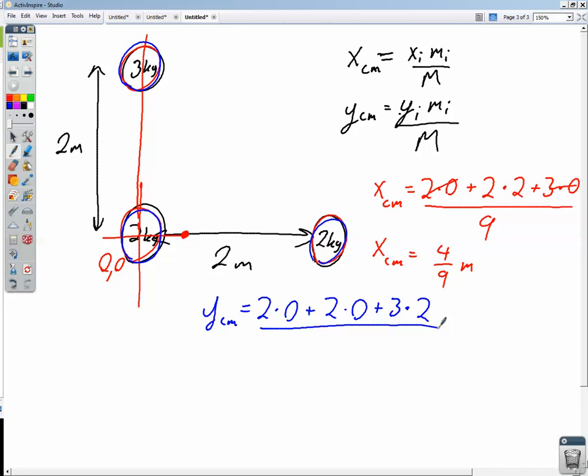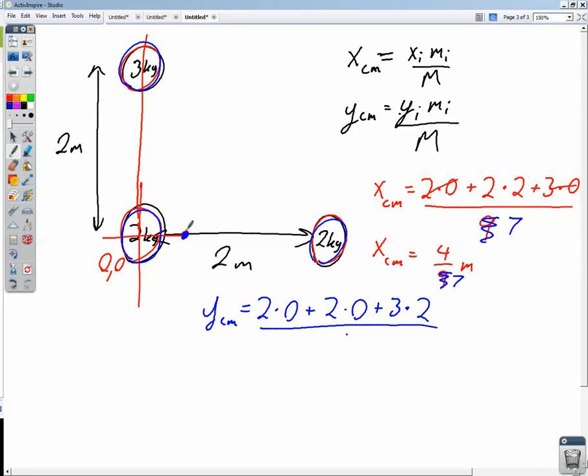Dividing that by the total mass of the system, which is, wait a minute, 2 plus 2 is 4. 4 plus 3 is 7. Totally messed that up. 4/7. 4/7 now is a little bit over 1/2. So we'll still say that's the x-coordinate.